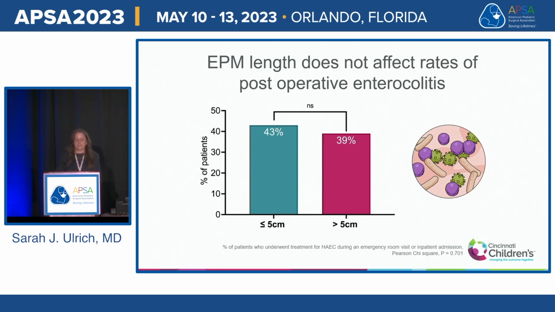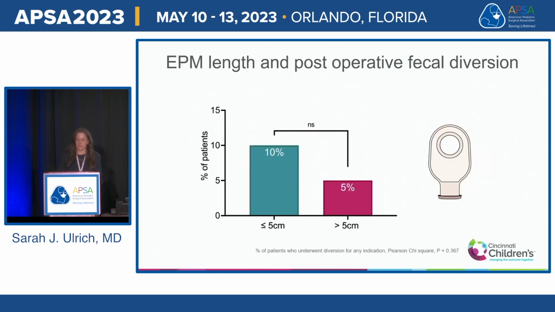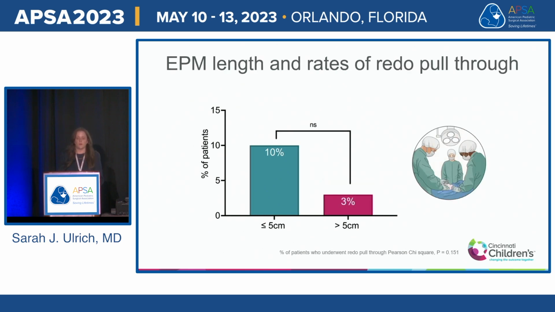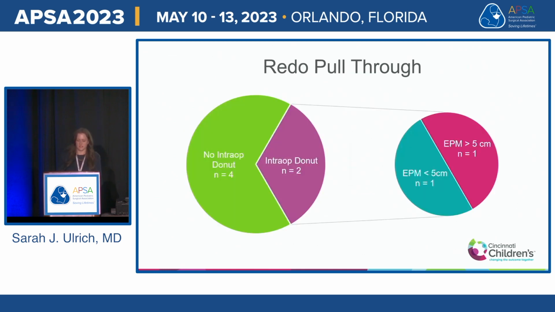There was no statistically significant difference in rates of postoperative enterocolitis based on the extended proximal margin length. We did observe a trend towards a decreased need for fecal diversion in patients who had a longer extended proximal margin, though this did not reach statistical significance. We also observed a trend towards decreased rates of redo pull-through in patients with longer extended proximal margins, though this also did not reach statistical significance.